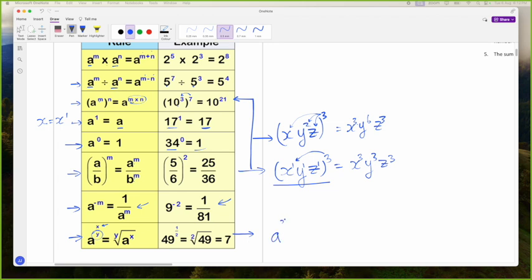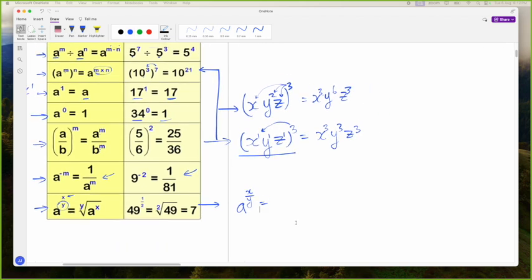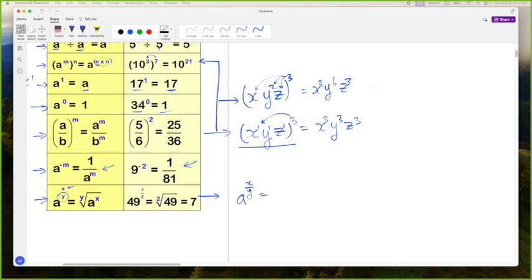A to the power of x over y is equal to, so the bottom is the root, right? And you know what, I'll just do it this way. Check this out. Just to remind you, this is a fraction, so this could mean two things. This could mean 1 over y times x, or it could also mean a to the power of x times 1 over y.